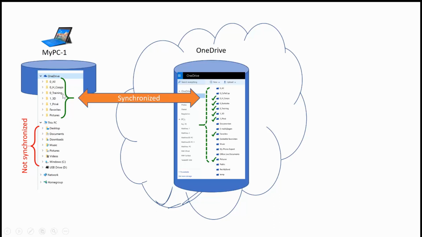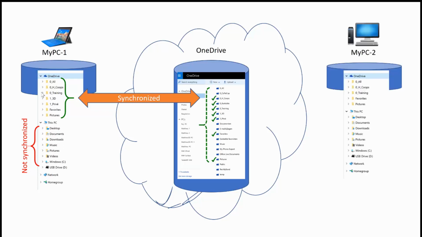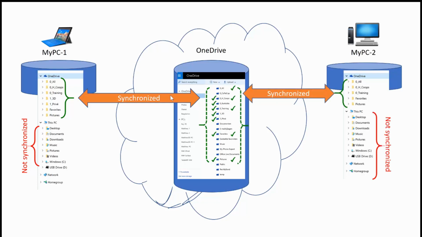So beware, a big mistake often made is that everything stored in this PC, like on your desktop, will not be synchronized. Only the folders under OneDrive will be synchronized. And you can do this with multiple computers. So I could say I have another computer or a smartphone, a tablet. I can select which folders I want to synchronize and I start it.